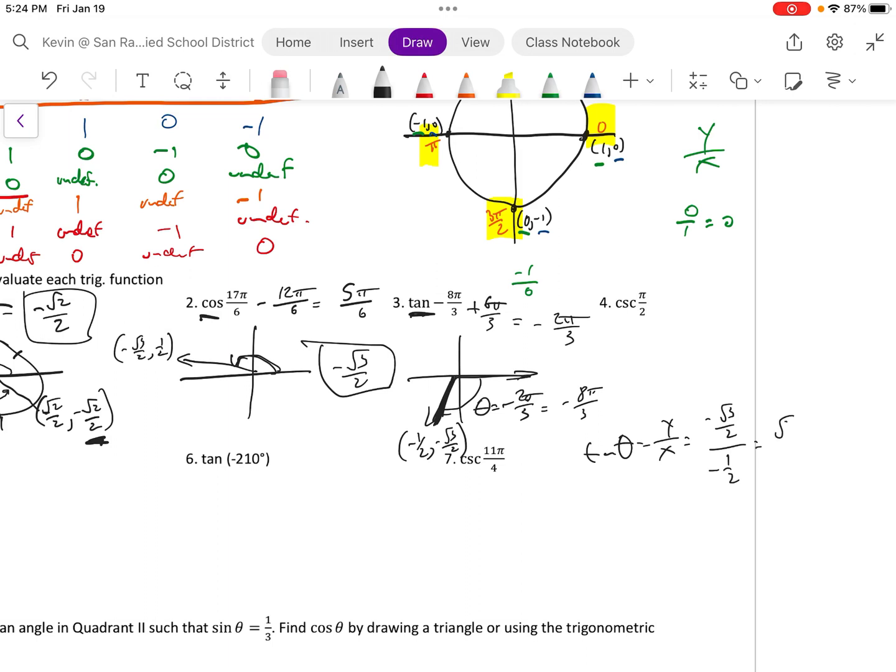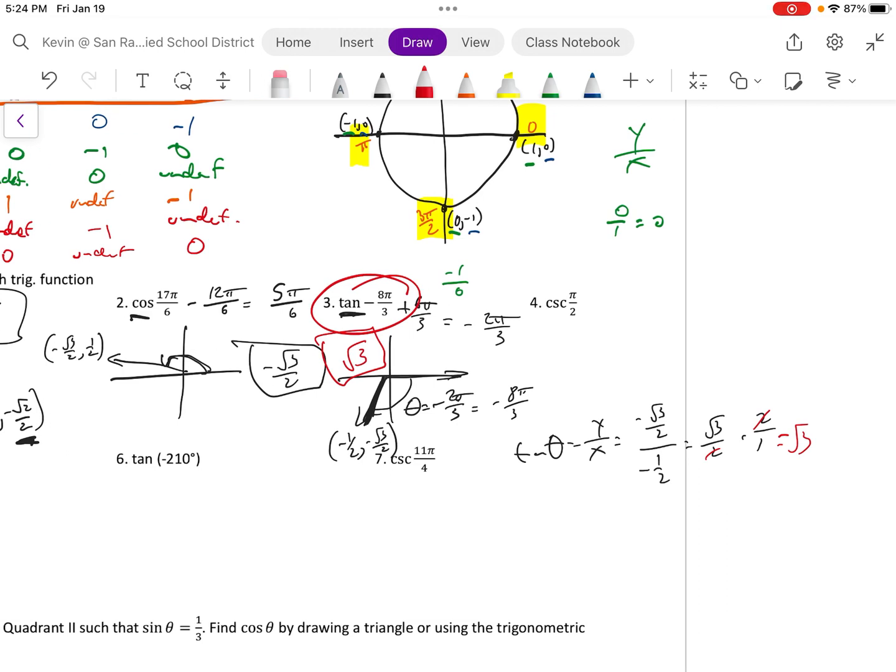They're both negative, so that makes everything positive. So this is going to be root 3 over 2 times 2 over 1. The 2's cancel out, so this is root 3. So tangent of negative 8 pi over 3 is root 3. Okay, cosecant of pi over 2.